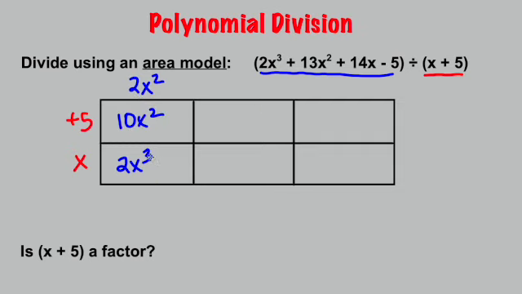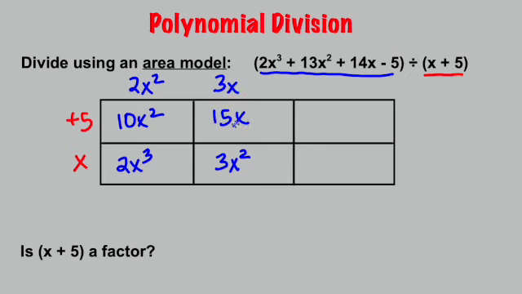Now combined, we're going to need a total of 13x squared. We already have 10x squared inside the box, so I know that I'm going to need 3 more x squared right here to add up to be our 13x squared. And then we do the same thing we were doing earlier. X times what gives us 3x squared? Well, that would be 3x. And then I'm going to say 3x times 5 is 15x.